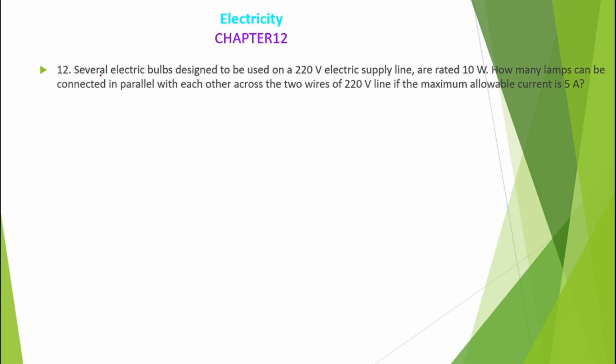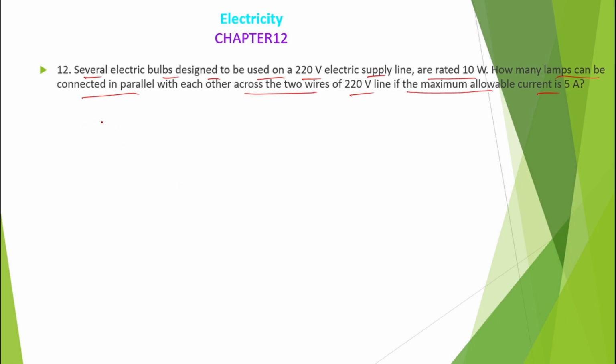So he is asking the next question. Several electric bulbs designed to be used on a 220 volt electric supply line are rated 10 watt. How many lamps can be connected in parallel with each other across two wires of 220 volt line if the maximum allowable current is 5 amps?